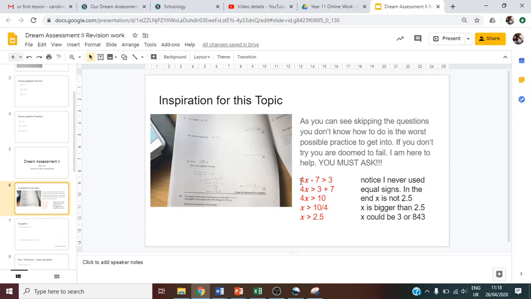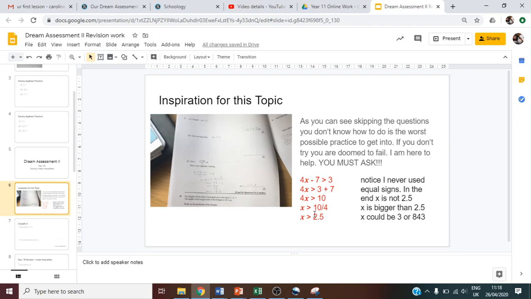This was the original question: 4x minus 7 is greater than 3, not equal to. Notice I never used equal signs. Even though I solve my inequalities in a very similar way to solving equations, I never use equal signs. I rearranged it, I moved my 7, I plussed it, 3 plus 7 is 10, I moved my 4, it was multiplied, I divided.